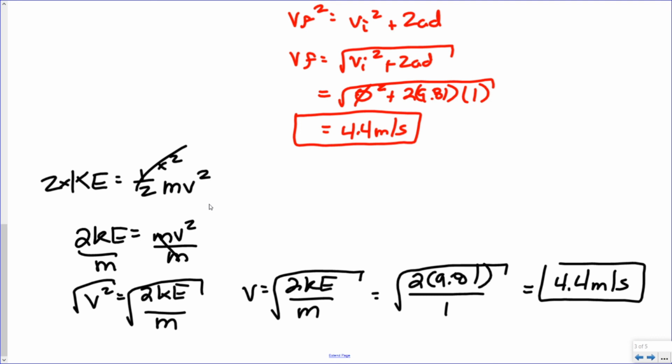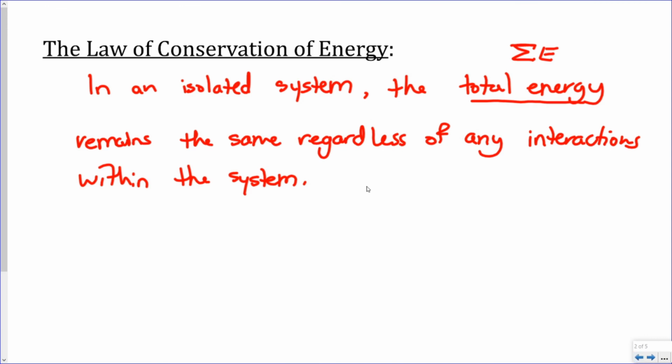The important thing that you keep in mind as you're going through these is the law of conservation of energy. I'm not going to give you a ton of formulas other than the potential and kinetic energy formulas. But the important thing to remember is that in an isolated system, the total energy remains the same before and after. So that means the sum of your energy before has to equal the sum of your energy afterwards.